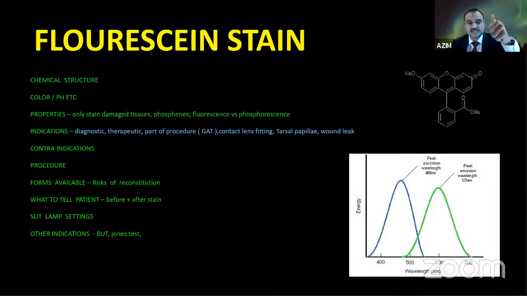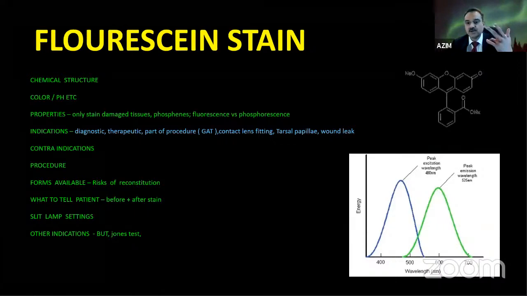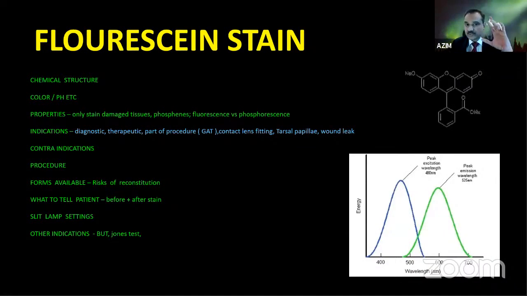Okay, let's go back to this quick one. So this only stains the damaged tissues. It has the use of phosphors. Blue goes in, a lower wavelength, yellow-green comes out, a longer wavelength. What filter do you use? I showed you earlier. Blue filter. You have to excite, it's called an excitatory filter. It also blocks the returning blue light coming out. So what do you do? You have to use it, and specific indications were diagnostic, therapeutic, like Goldmann, contact lens fitting, checking up some tarsal papillae and wound leaks.